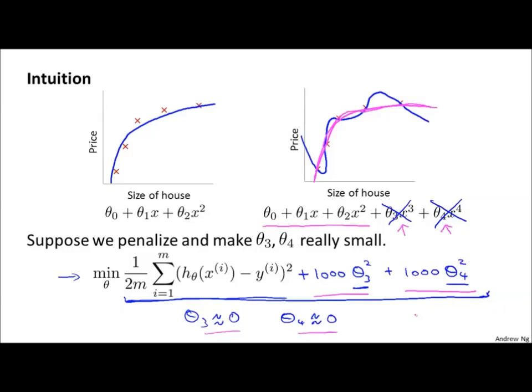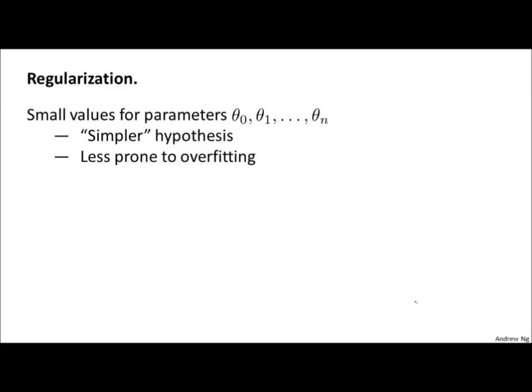More generally, here's the idea behind regularization. The idea is that having small values for the parameters will usually correspond to having a simpler hypothesis. So for our last example, we penalized just theta 3 and theta 4, and when both of these were close to 0, we wound up with a much simpler hypothesis that was essentially a quadratic function. But more broadly, if we penalize all the parameters, we can think of that as trying to give us a simpler hypothesis as well, because when these parameters are close to 0, in this example, that gave us a quadratic function. But more generally, it's possible to show that having smaller values of the parameters usually corresponds to smoother functions as well that are simpler, and which are therefore also less prone to overfitting.